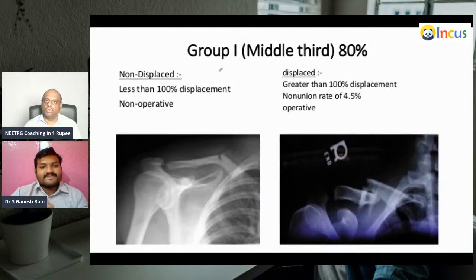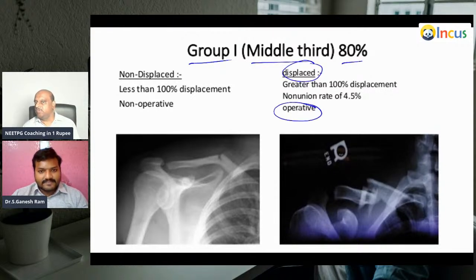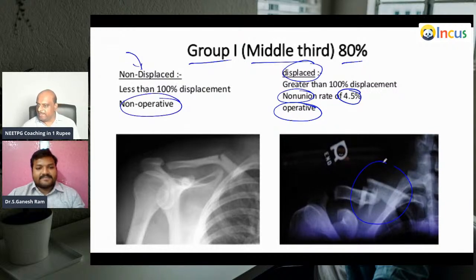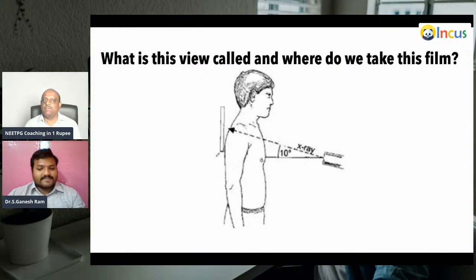Wonderful, doctor. So group 1 is middle third, 80%, and if they are displaced, operative management with open reduction is needed. And there, the non-union rate is typically higher, around 5%. Non-displaced fractures are manageable with non-operative management. So this is an example of a displaced, and this is an example of a non-displaced clavicular fracture.